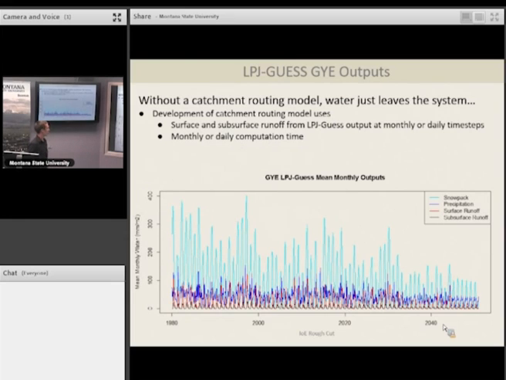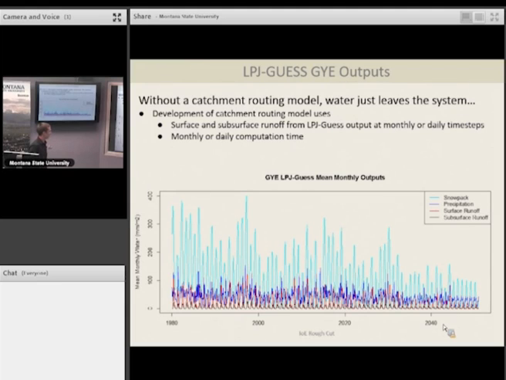LPJ-GUESS outputs surface and subsurface runoff at a monthly or daily time step. Here we use monthly time steps just to speed up computation time. And the graph below shows those different hydrology outputs that LPJ-GUESS gives.